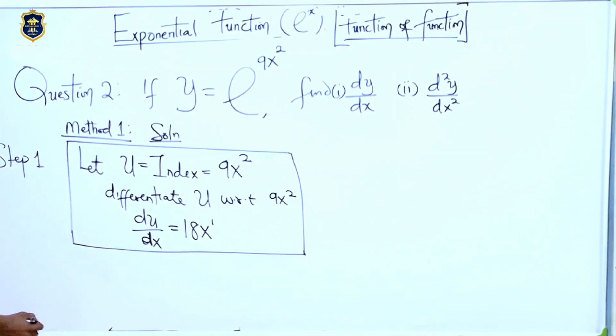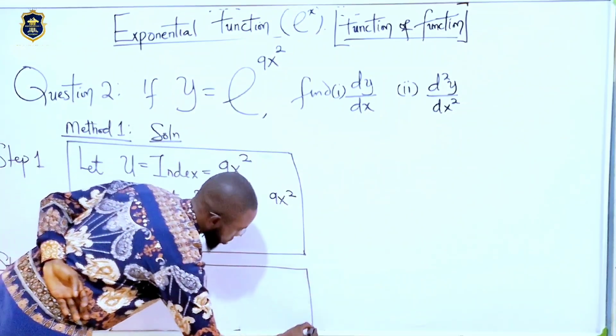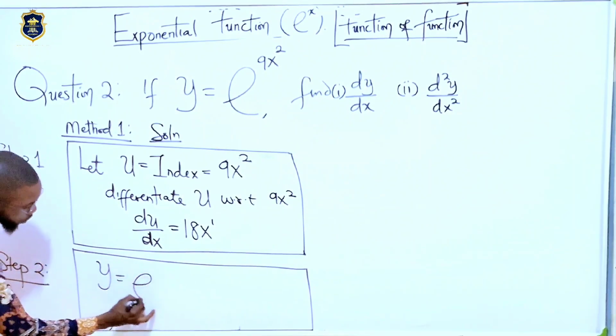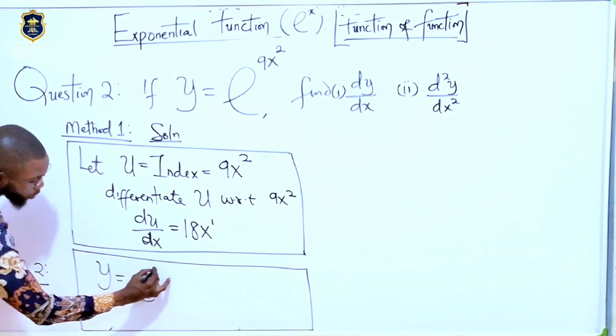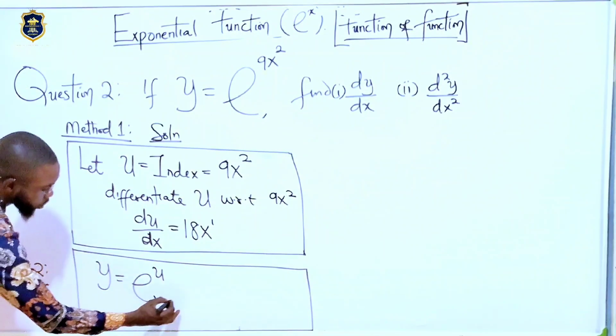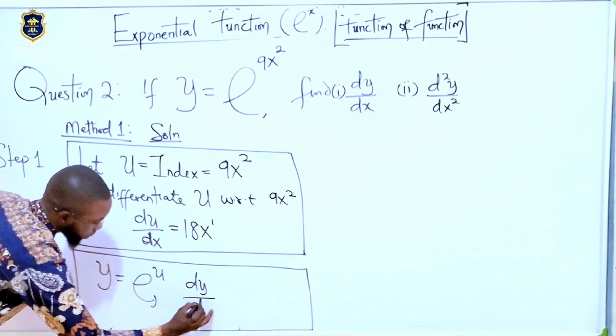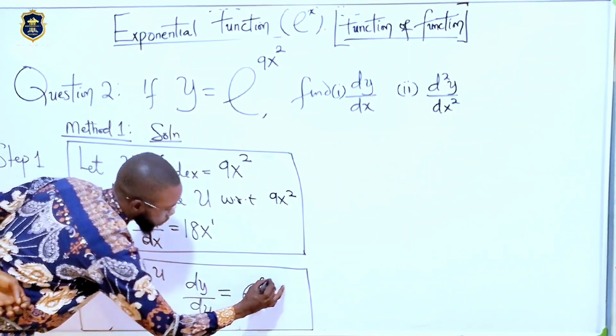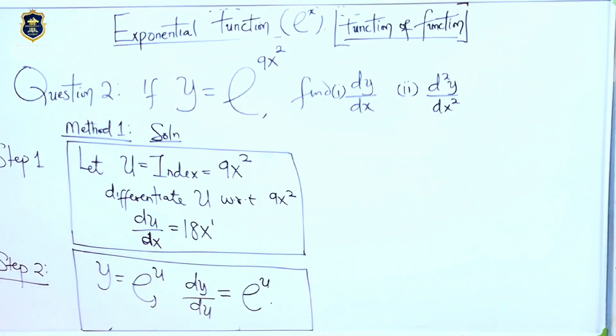So what becomes our step 2? Step 2 is that easy. Let's put this in another box. In step 2, we replace: let our y become e raised to the power u, because we've replaced the index with u. Then we differentiate with respect to u. Our dy over du, differentiating y with respect to u, will still give us e raised to the power u.